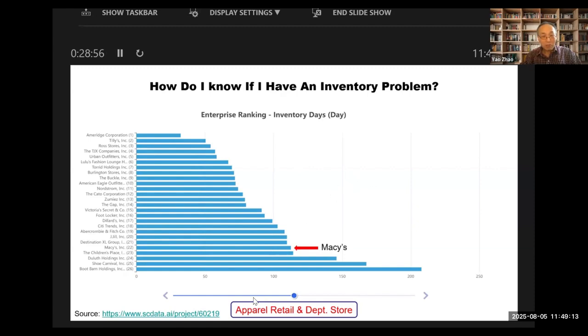For instance, for apparel retailing and department stores in the US, we find Macy's carries about 120 days of inventories, while in the same business, Ross Stores and TJX carry only about 50 days of inventory. So Macy's likely has an inventory problem.